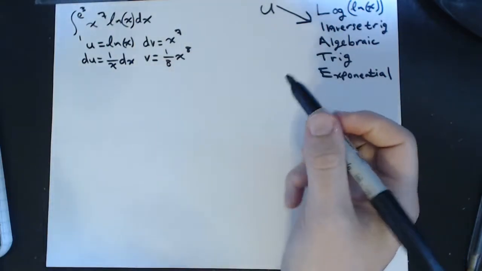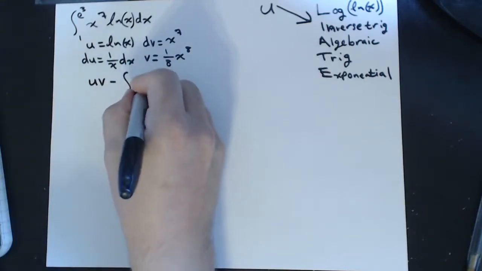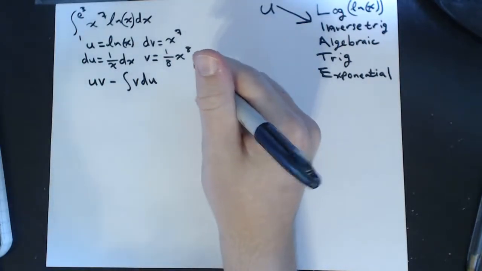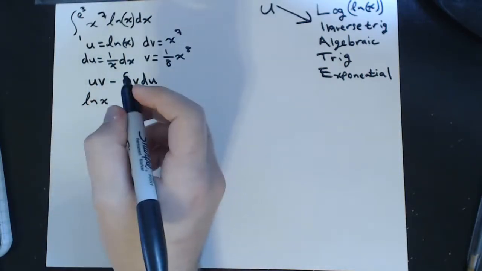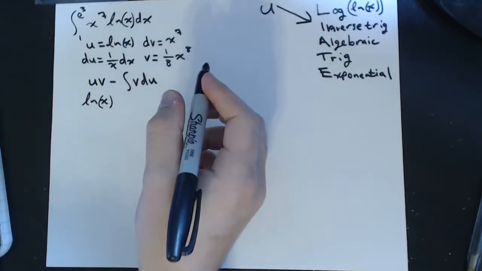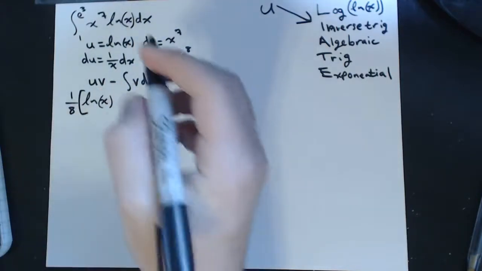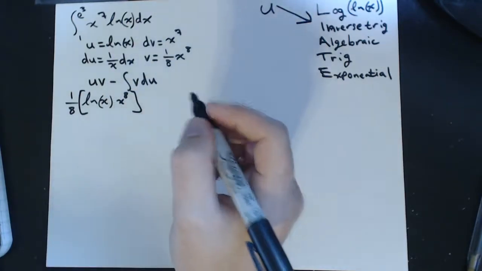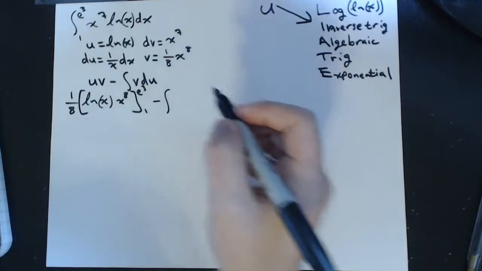Now we need to use our regular integration by parts formula. So uv minus the integral of v du, and I'll try to keep my u's and v's separate and unique looking as possible here. So our u is ln of x, plug that in, and our v is 1/8 x to the 8th. So I'm going to pull out the 1/8 and then write in x to the 8th right here. And we need to evaluate this from 1 to e cubed. And we have a minus, and then we have the integral of v du.